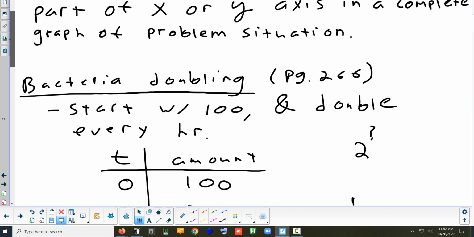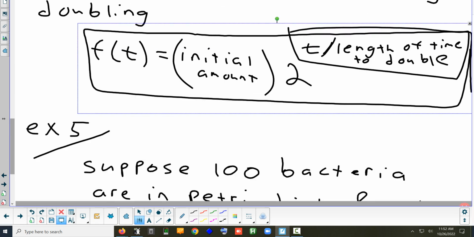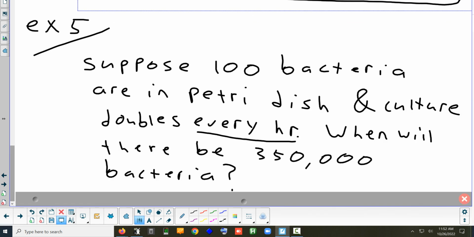So this one said a bacteria doubles every 1 hour. So if 5 hours have gone by, it's doubled 5 times. 12 hours, 12 times. The number of hours matches the number of doubling periods. So let's say we had 100 bacteria doubling every hour. In this case, the number of doubling cycles will match the number of hours. When will there be 350,000?